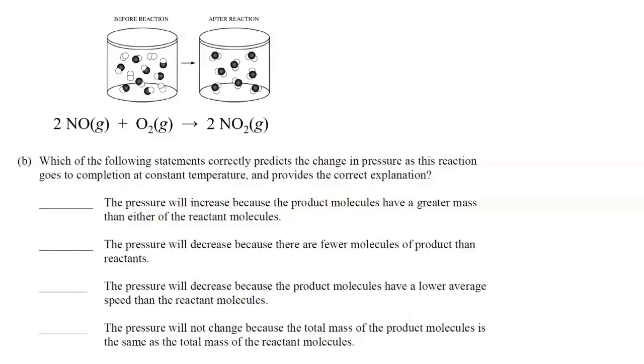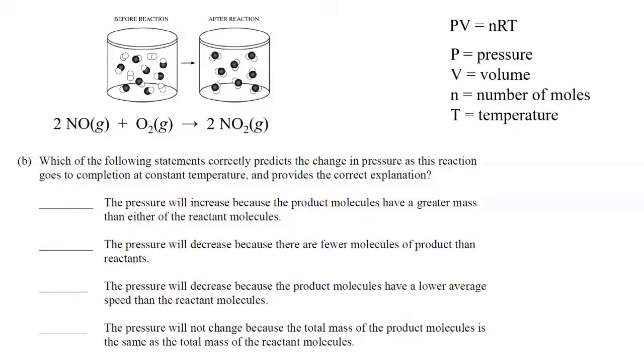So you may have heard of this equation before, but if not, that's okay. This is called the ideal gas equation. PV equals nRT. And the letters P, V, n, and T represent different properties or variables that we use to describe gases. P stands for pressure, V stands for volume, n stands for the number of moles or the number of particles of gas, and T stands for the temperature.